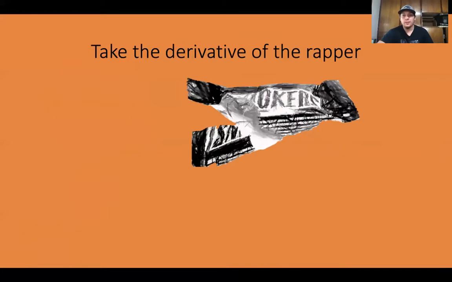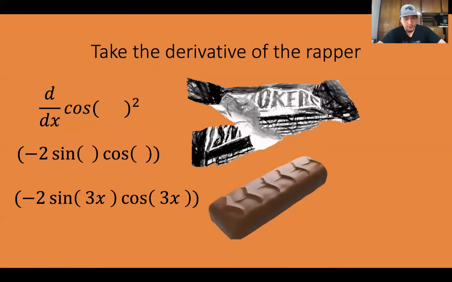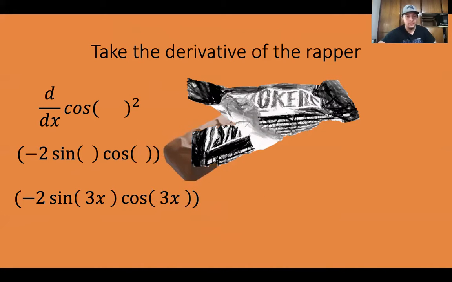Next we need to take the derivative of our wrapper, the sketched out wrapper, so the derivative of cosine squared. When you learn the derivatives of trig functions, you will learn that the derivative of cosine squared is negative 2 sine x cosine x, if we were doing it this way. Then remember, back to our first step, we need to put our candy back inside our wrapper. Doing that, we have negative 2 sine 3x cosine 3x. We're putting our candy bar back inside our wrapper.